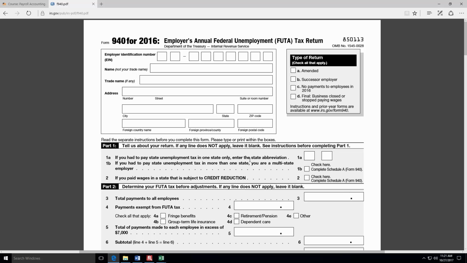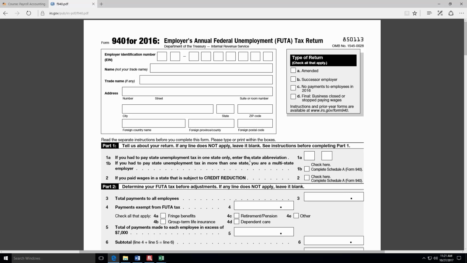But the rule about the deposits is once you get to $500 cumulatively, you have to deposit. So if you don't get there all year, you just save your money and you send it in with us at the end of the year. If you're a big company, calculate, this first quarter we owed $926, you got to pay that. Okay? So that's what we're trying to do. We're trying to figure out when we have to make deposits and what our total taxable FUTA wages are.